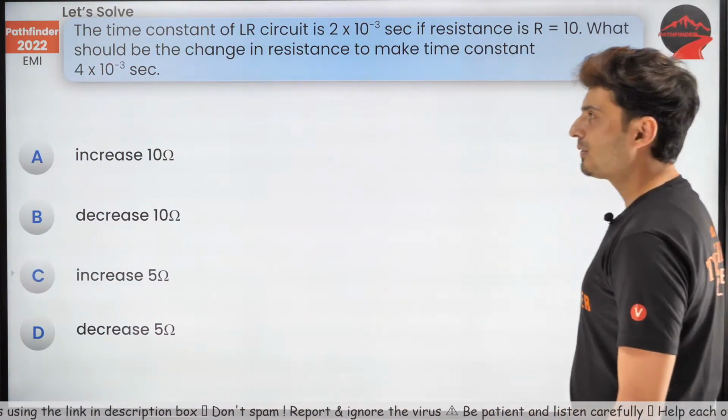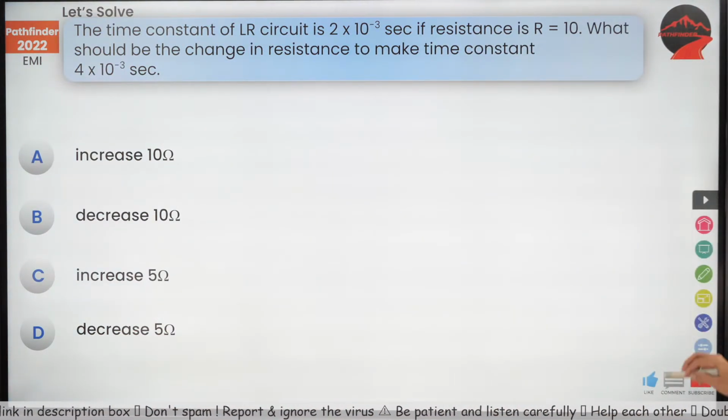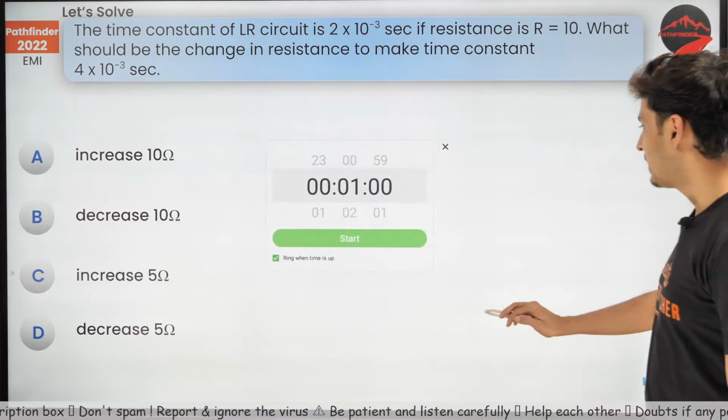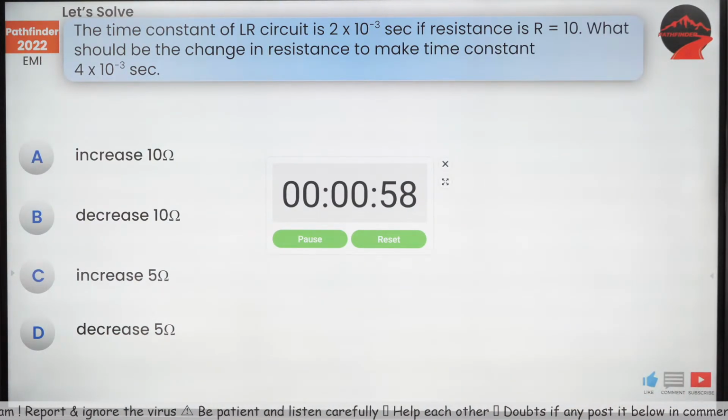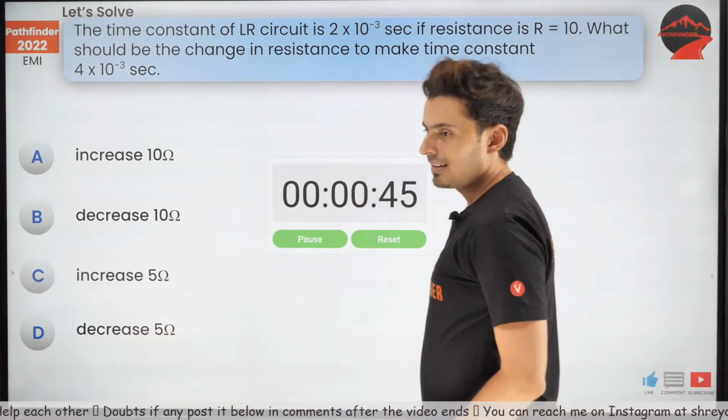Okay, come on, my warriors, figure this out. The question has come up on your screen. Not more than 1 minute to solve this question. Come on, figure this out. What should be the change in the resistance so that you can make the time constant 4 into 10 to the power minus 3?